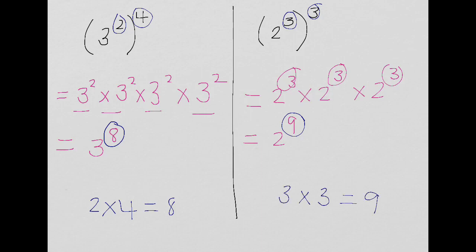So this new rule is that when the indices are like this, this is called raising one power to another power, we actually multiply. So you can see we've multiplied to get this 8 and multiplied to get this 9. So when they're just a whole line of multiplyings, we add. When it's dividing, we subtract. And when we have a power raised to another power, we multiply.